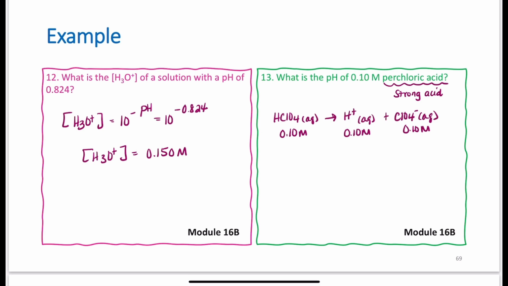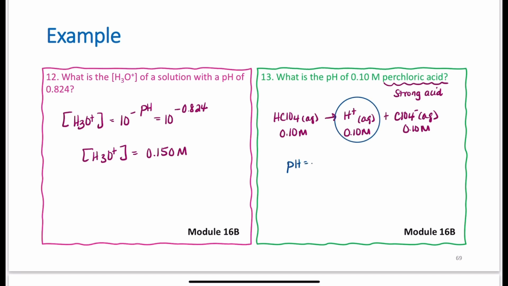I want pH, so that's dependent upon the hydronium concentration. pH is the negative log of H plus concentration, so negative log of 0.1. I had 2 sig figs in my original number, so I need 2 decimal places. My pH will be equal to 1.00.